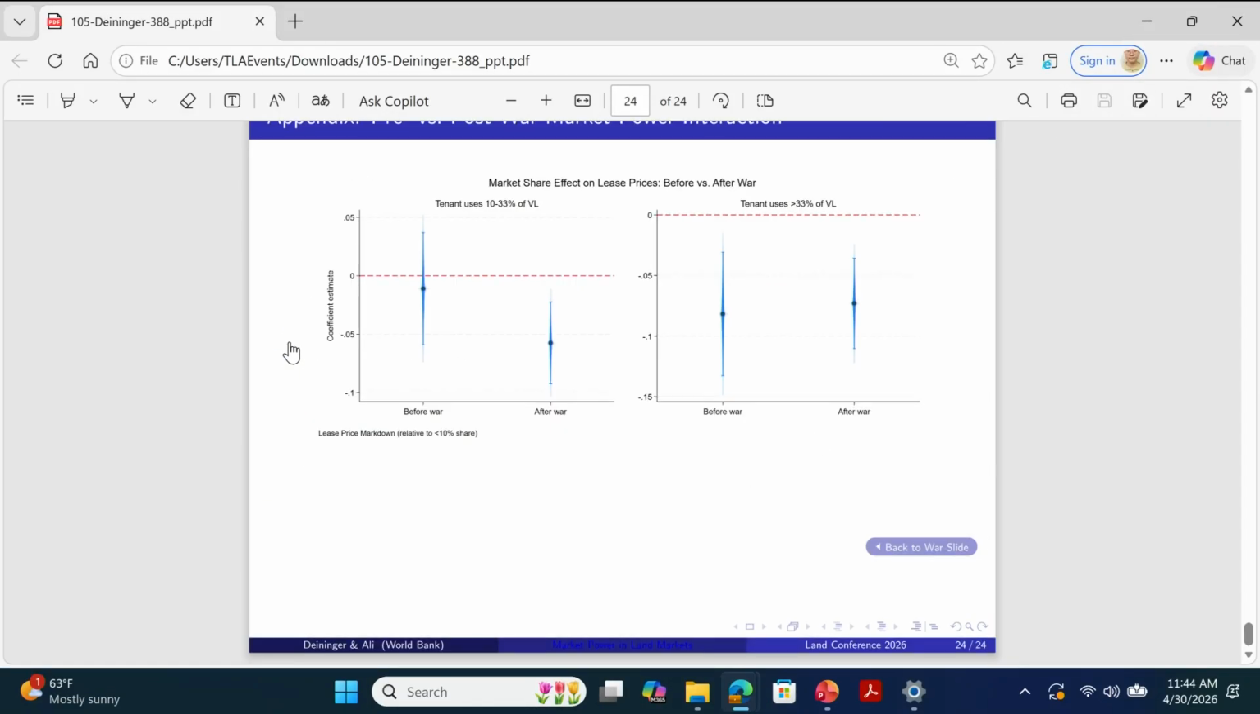So this is the figure. You clearly see the before-war effect was insignificant for tenants that use 10 to 33% of the village, but then it becomes highly significant after the war. But for the tenants who use more than 33%, we don't see a difference before and after the war.